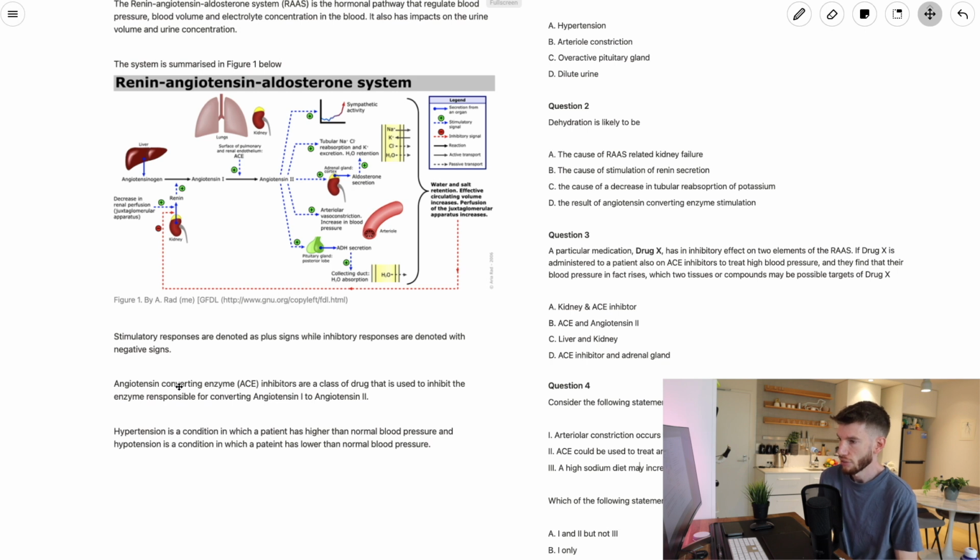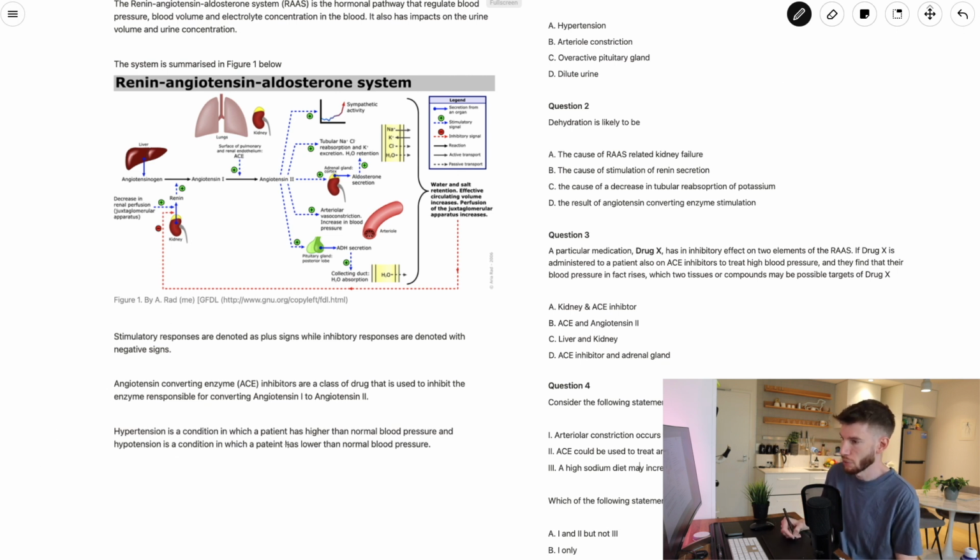So angiotensin converting enzyme, or ACE inhibitors, are a class of drug that is used to inhibit the enzyme responsible, hey, there's another typo, for converting angiotensin 1 to angiotensin 2. And I can see that over here. Here's ACE, that is stimulating the conversion. But then we've got ACE inhibitors, so watch out for that, a class of drug that inhibit that enzyme, right?